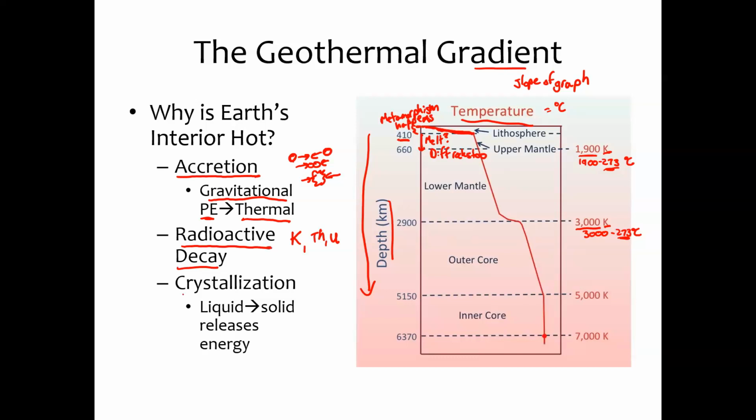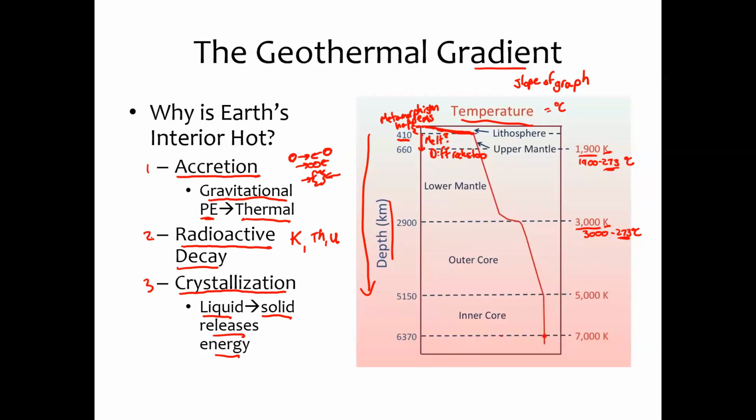The third one is heat from crystallization. It turns out that turning from a liquid to a solid actually releases energy. So as the mantle, which may have at least used to be partially molten, it's not so molten now, remember that it's mostly solid. And as the inner core itself has solidified, that started out as a liquid as well. As that has gone on and converted from a liquid to a solid, we've released some more energy. So these are the three sources that we'll talk about in terms of why Earth's interior is hot.